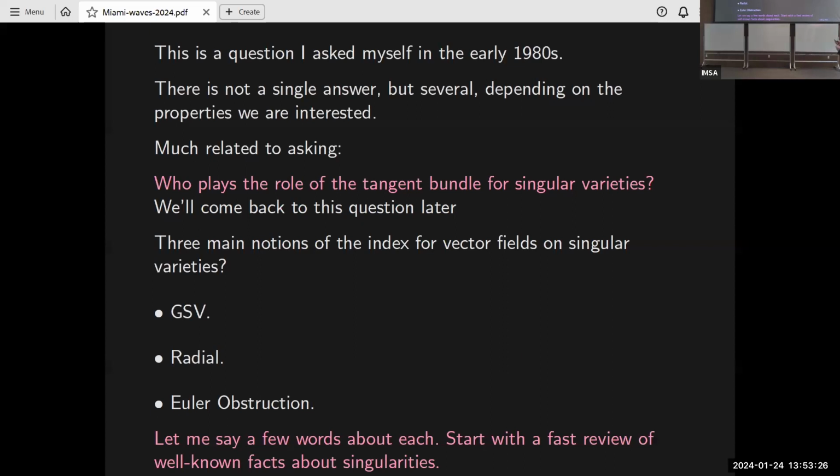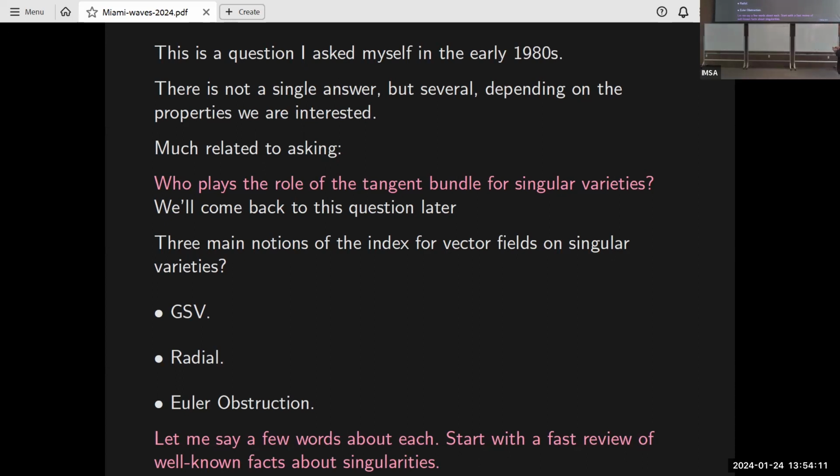So this is the kind of question that we can start working on in the 80s. And there's not a single definition, a single answer; it depends very much on what properties of the index you want. You can have many properties, depending on which one you want. That brings you to what concept of index you want to define. And that is much related to asking, when you have a singular variety, there is no tangent space at the singular points. You can ask who plays the role of the tangent bundle when you come to the singular. We'll come to that question later.